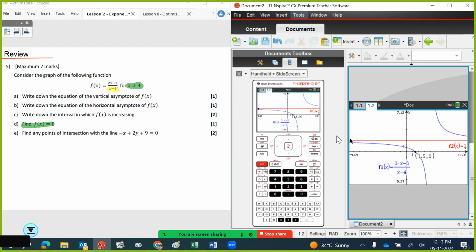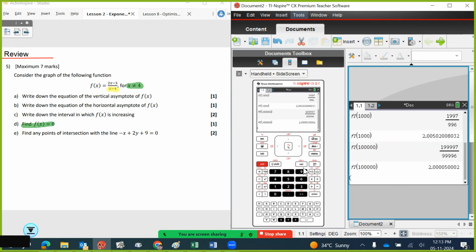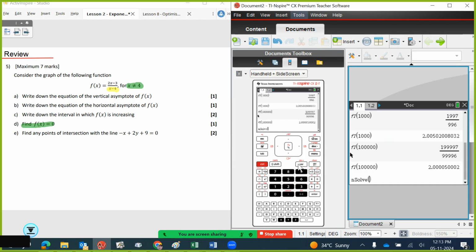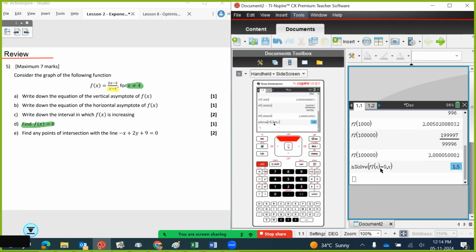Let me show you another technique for finding zeros, and we really need to get good at using nsolve. So we could take the function f1 of x and say we want, when is this equal to 0? Solve for x. It will give you an answer.